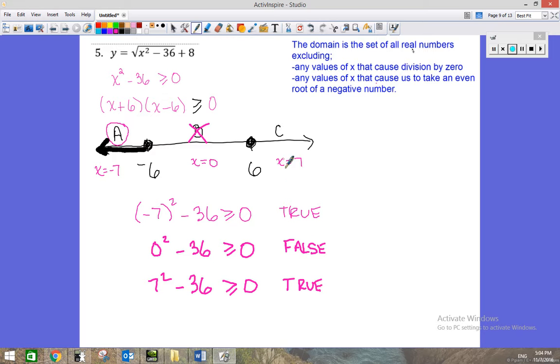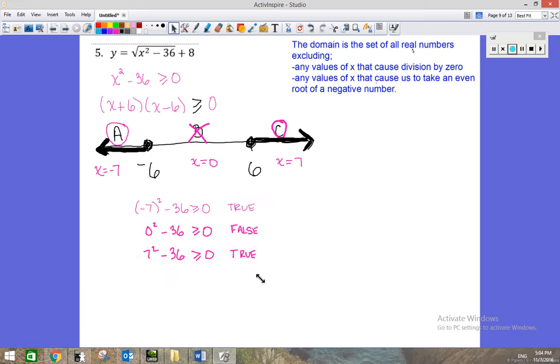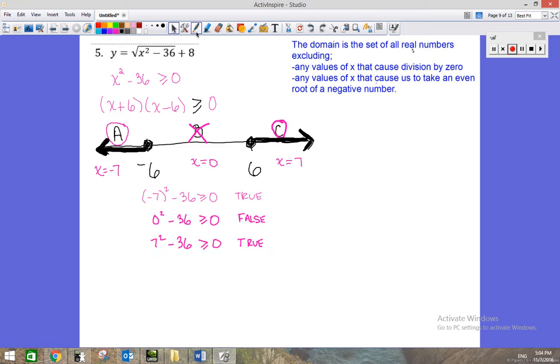So fortunately for us, if it's true for one number, it's true for all of them. It's true for all of region C and all of these points. So all of these points are in my domain. So I need to describe what's shaded here and call that my domain. So my domain is from negative infinity to negative 6, including negative 6, or from positive 6 to infinity. And that's my answer for my domain.